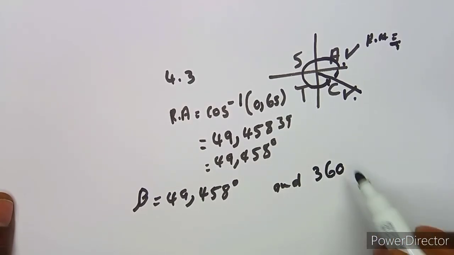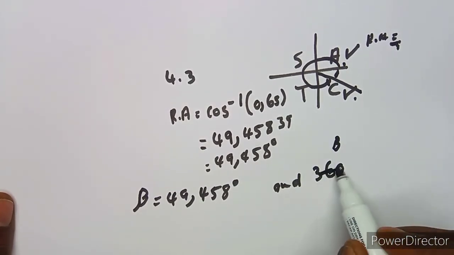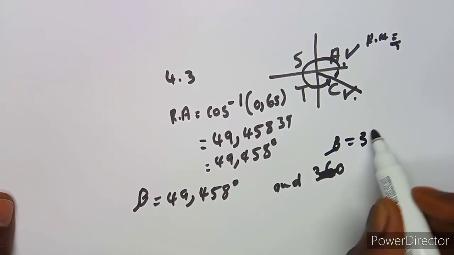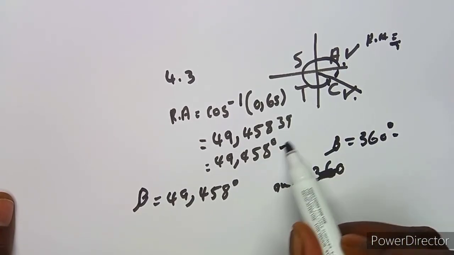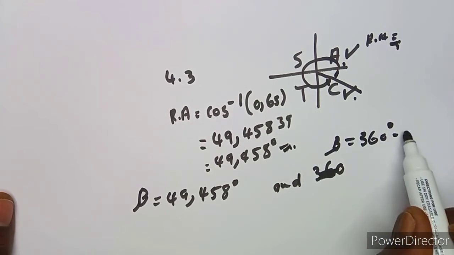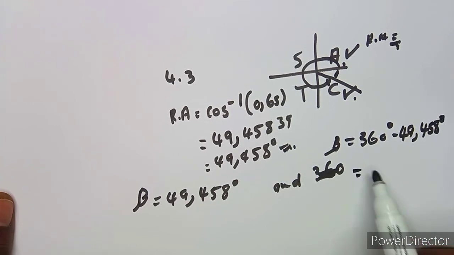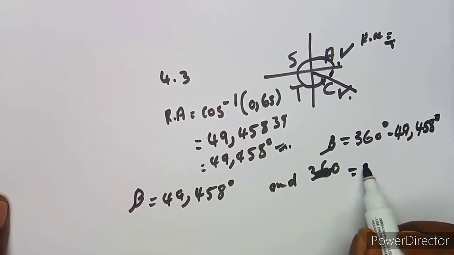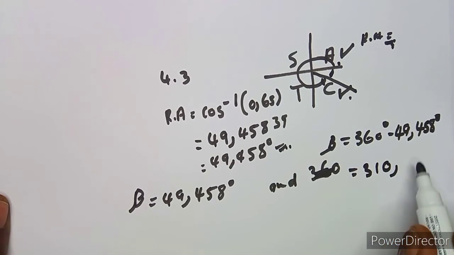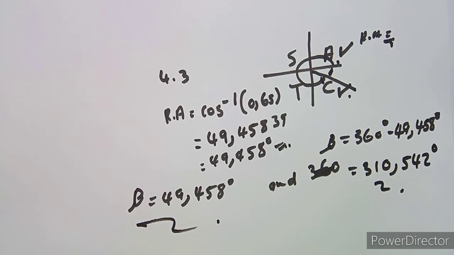And another one in the fourth quadrant, remember, you subtract from 360. Let me just put it here: beta is equal to 360 degrees minus the reference angle. So you subtract the reference angle, which is 49.458, something like that, and this will give us 310.542 degrees. So that's another beta. As you can see, these are the two possible values, depending on the quadrant where cos is positive.